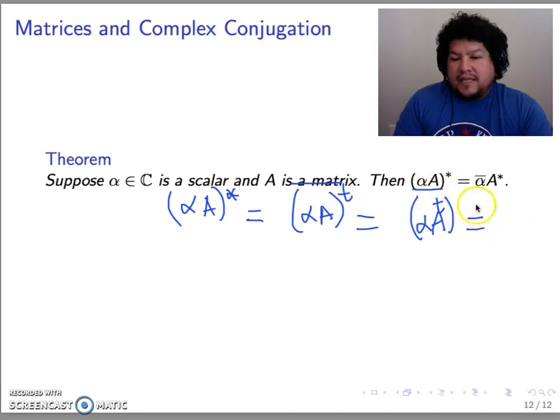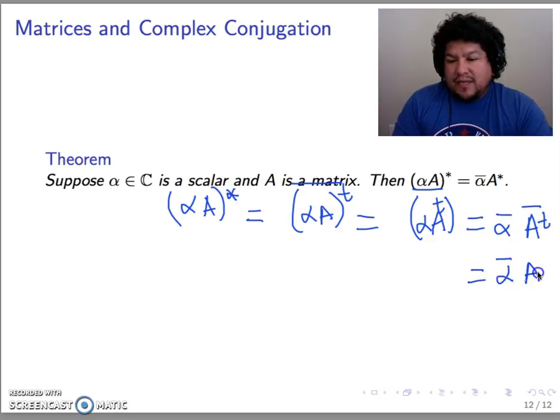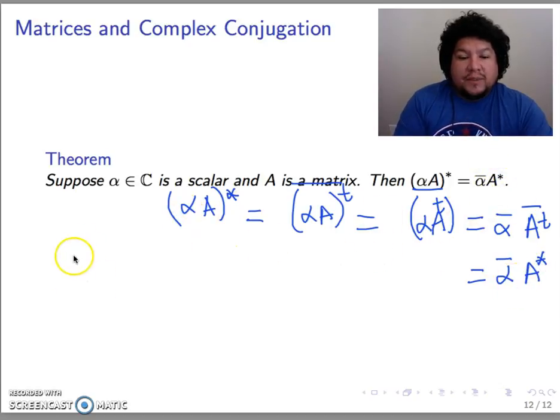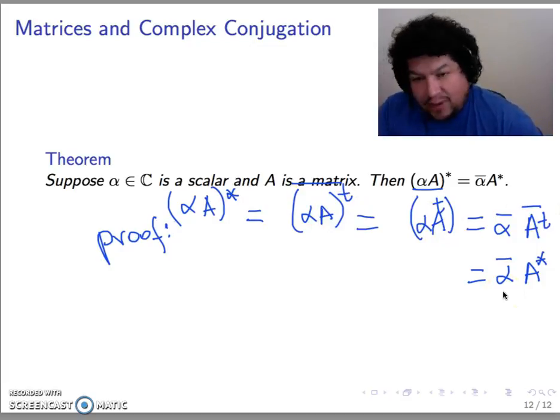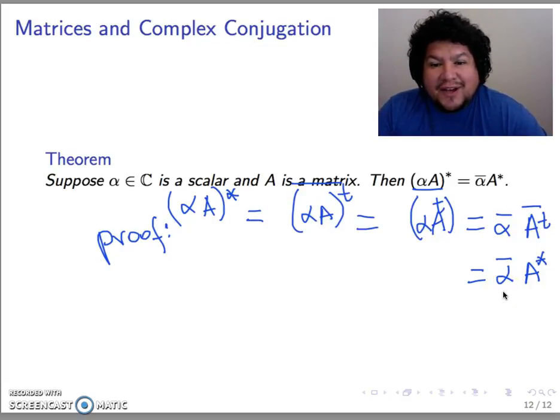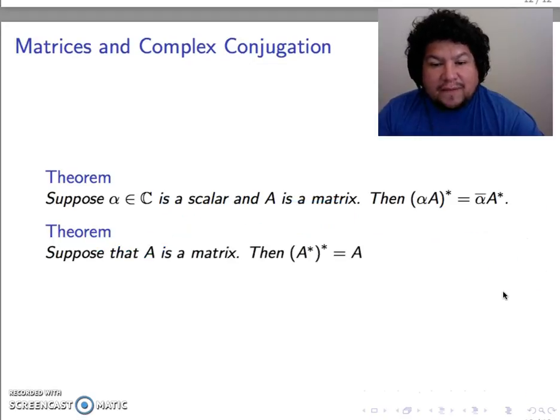And now by taking the conjugate of this, it is alpha conjugate times the conjugate of A transpose, which becomes alpha conjugate and A star, being this new operator. So this would be the so-called proof of this theorem. It is 1, 2, 3, 4, 5 steps. Basically, in almost 4 steps, we could write a proof for this theorem.